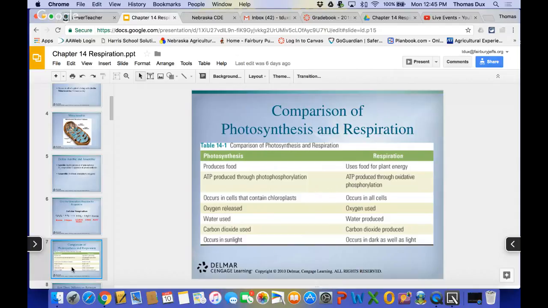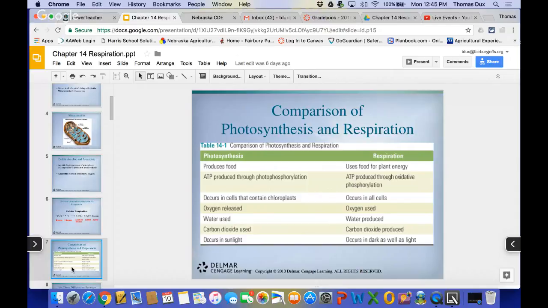Good job. And then ATP is produced through oxidative phosphorylation. So we'll look at that one again. We'll get to that. This occurs in the chloroplast. Photosynthesis does. Cell respiration occurs in mitochondria. Oxygen is released in photosynthesis. Respiration does use oxygen for the whole process, and we'll look at that in a little bit.